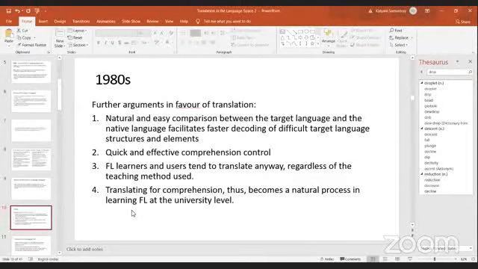Whatever teaching method is used, foreign language learners and users tend to translate anyway. The translation process doesn't leave the human brain when one gets across a communication block. One reverts to the mother tongue, to the language that one is fluent in, and then some kind of translation starts.